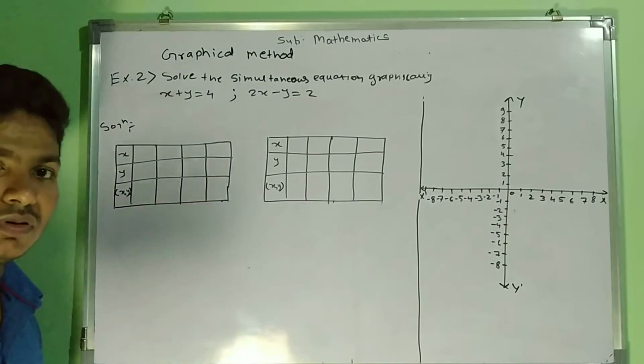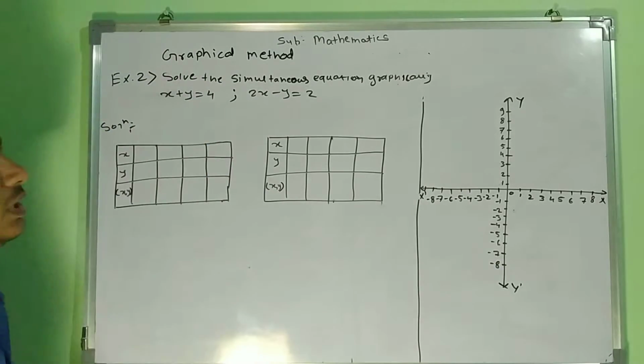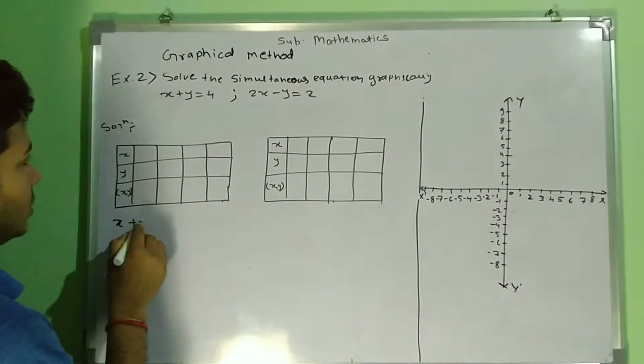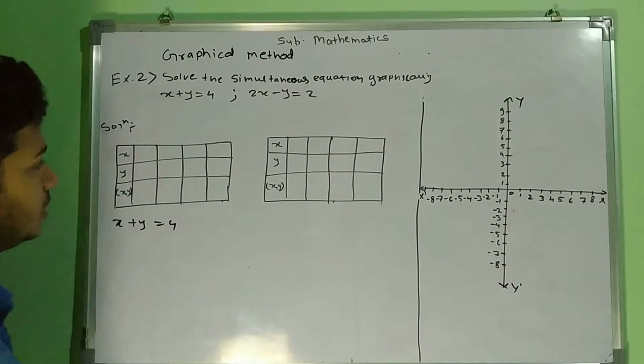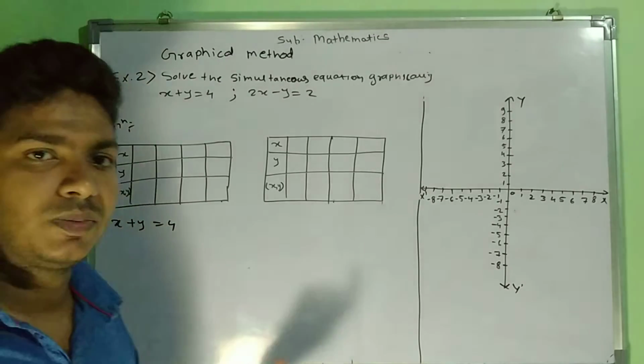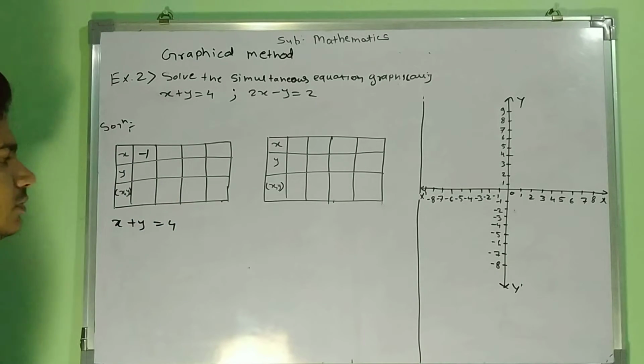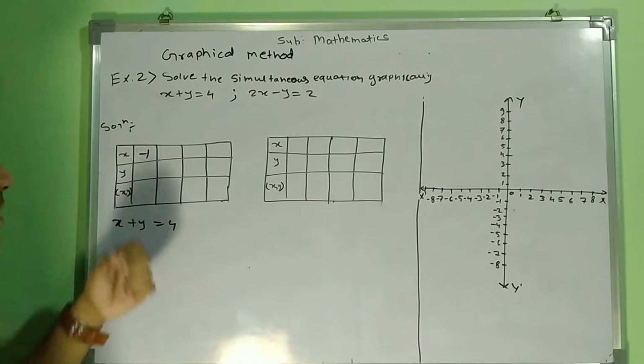So now we will find 4 ordered pairs for that line x plus y equal to 4. So our equation is x plus y equal to 4. Now we have to take any value of x. So suppose we are taking the value of x as minus 1, we can take any value. Here we are taking the value of x as minus 1.